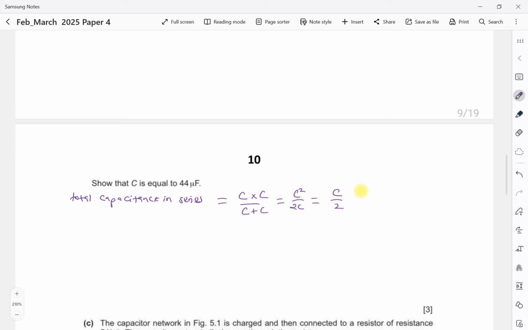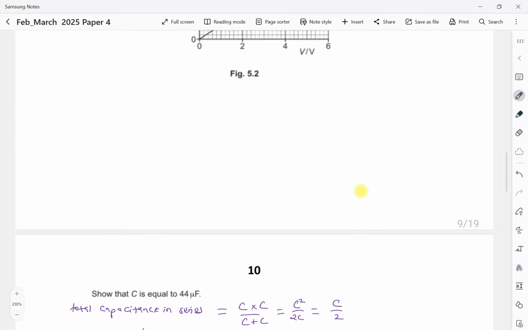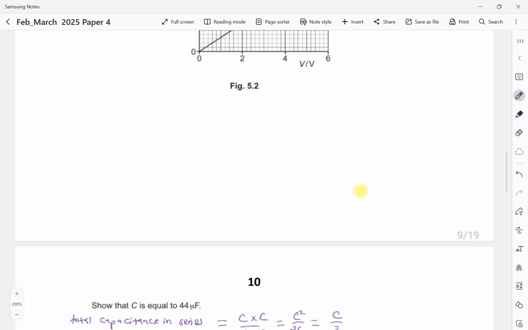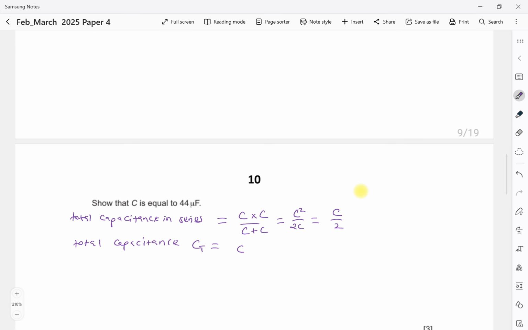Then for capacitance in parallel, we sum up. So the total capacitance, I'll call it C total, is going to be the capacitor which is in parallel with the series combination. This one is in parallel with the C over 2, so we sum them up. So this is going to be C plus C over 2. LCM is 2, so we have 3C divided by 2.